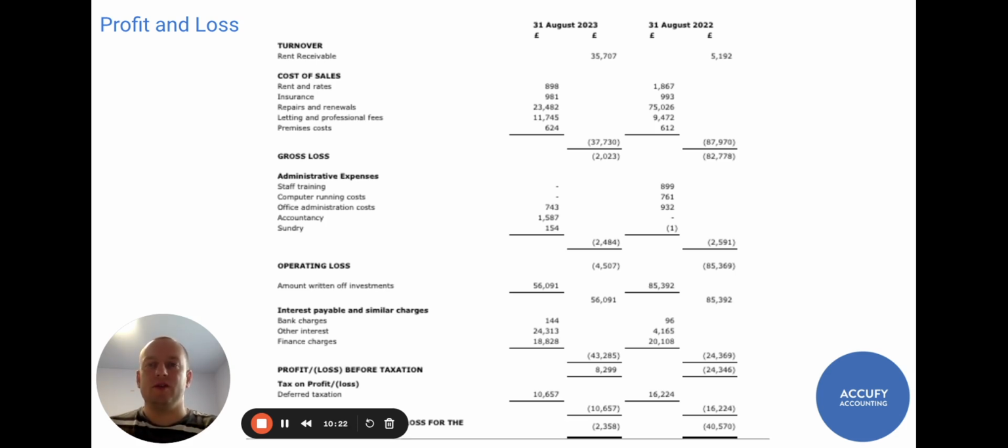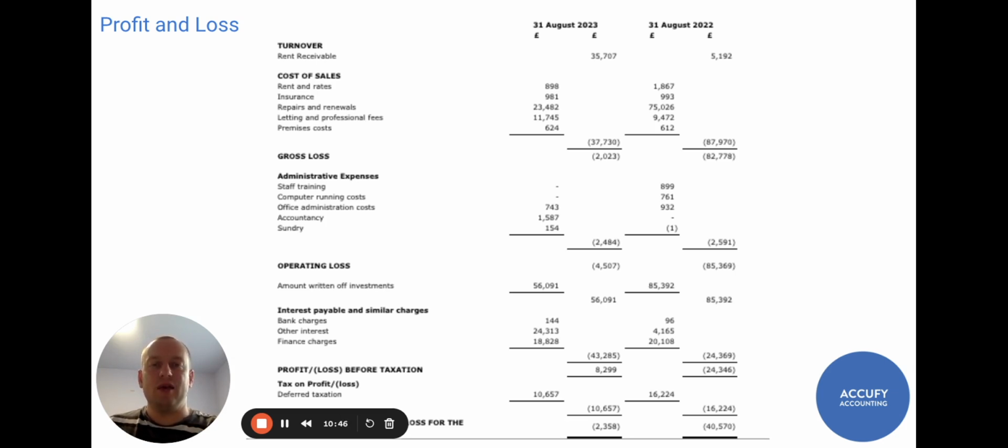Going from the top then, we'll start off then, all profit and loss statements will begin with turnover. So this is sales. This is the income the property makes. Kind of key difference with a property investment company is if we talk about rent receivable, it isn't necessarily the amount of rent you receive. The easiest way to describe it is it's the amount of rent you should receive in a year.